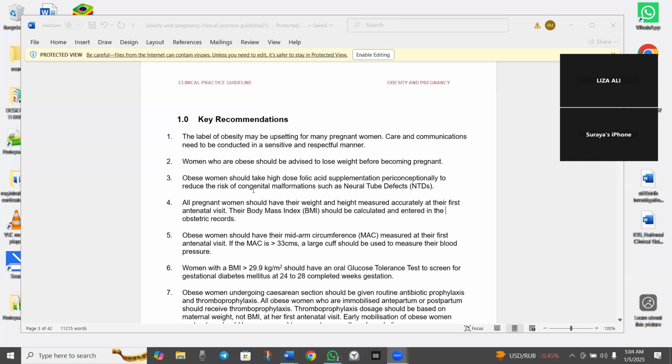And then if she becomes pregnant, at the first antenatal visit we will do the BMI. We have to calculate her BMI, okay? And then we will make a record.